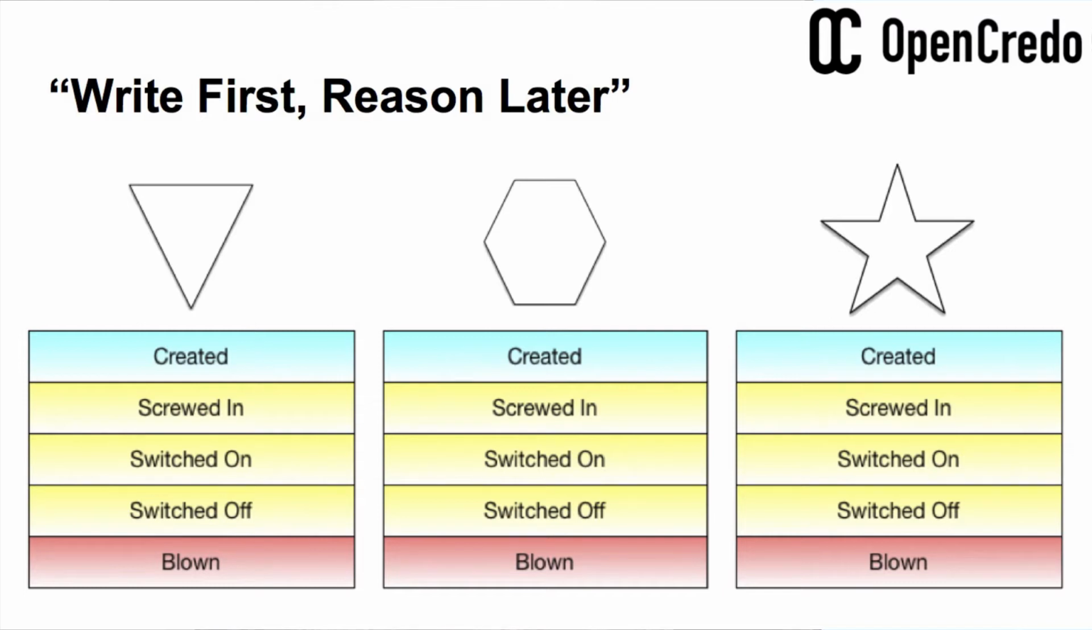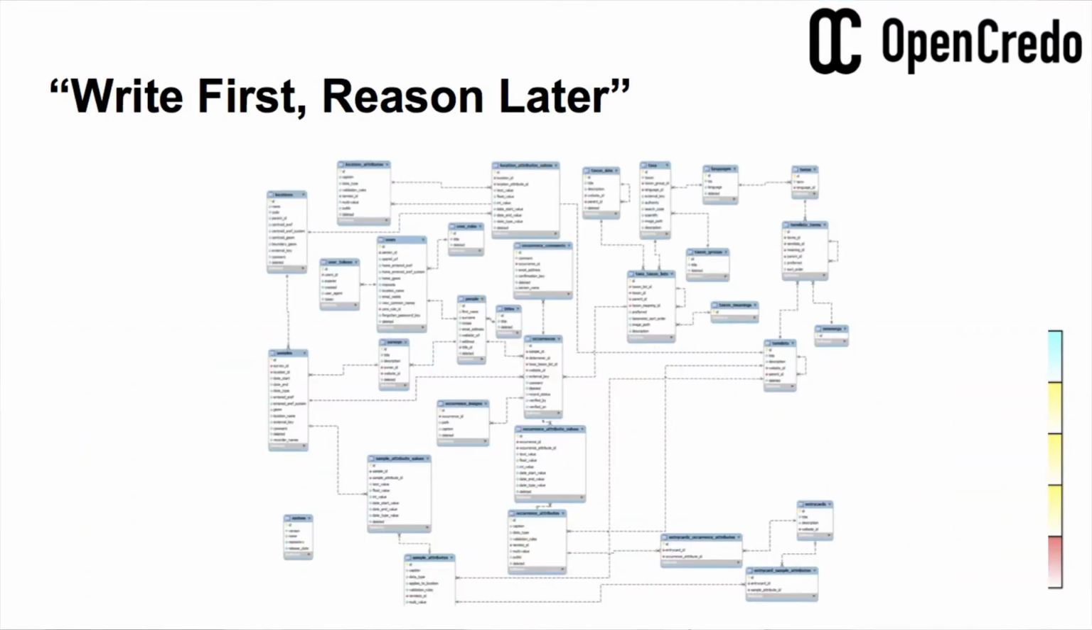This is opposed to a relational model where you have this massive model with global constraints that you try to update every time you have any change to your application. So we're going into the example now.